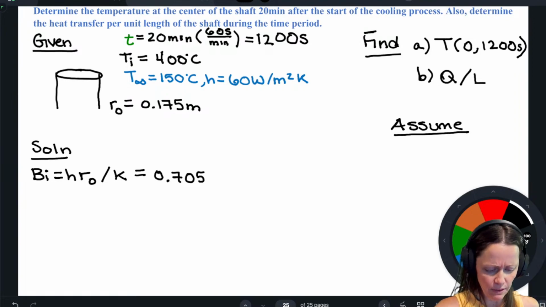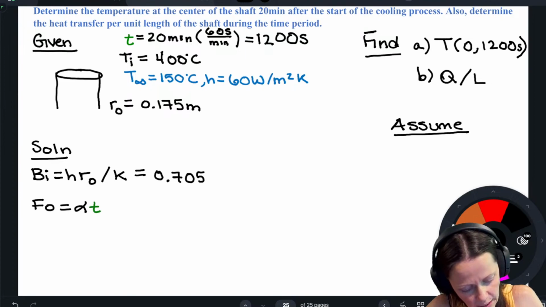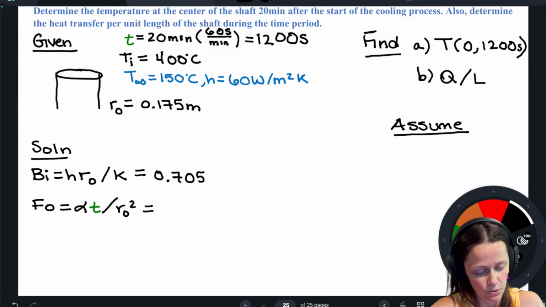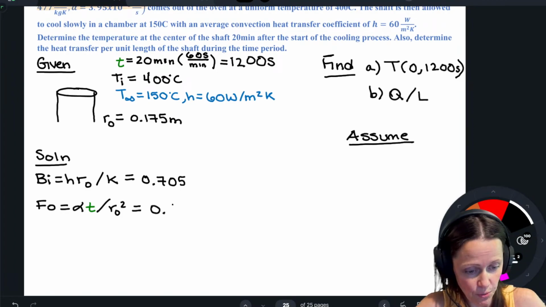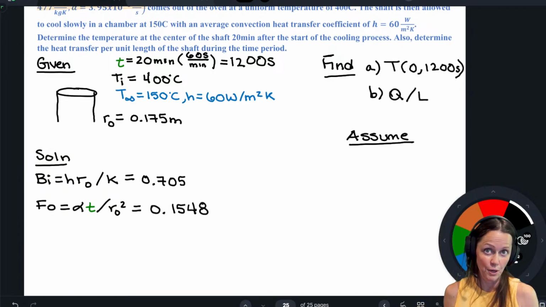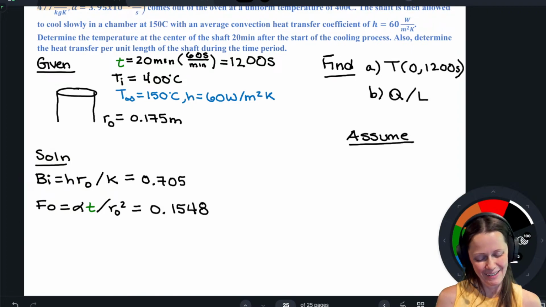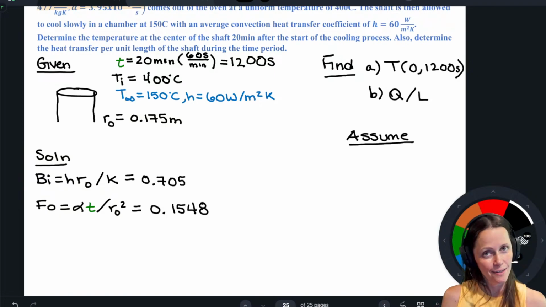And I actually have enough information to calculate that Fourier number. My Fourier number is my thermal diffusivity times the time I'm looking at over r naught squared, the characteristic length squared, so 0.175 meters. I end up getting a value of 0.1548. Since I've been harping on that Fourier number having to be greater than 0.2, this is the place where we're going to say, well, it's close enough. You can use that argument too. On a test, it's close enough.